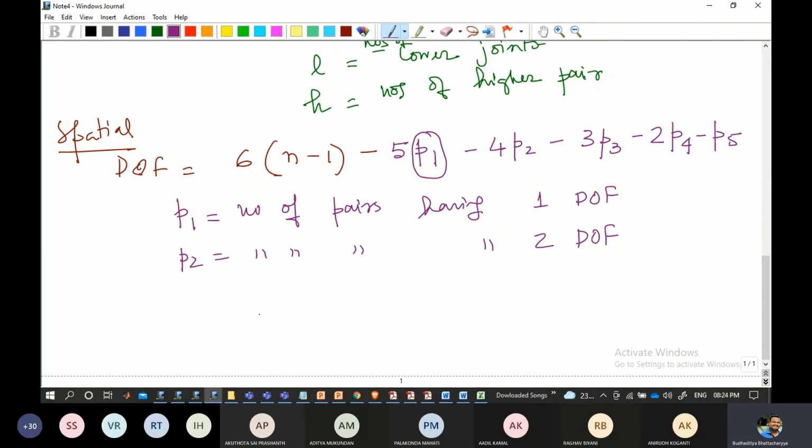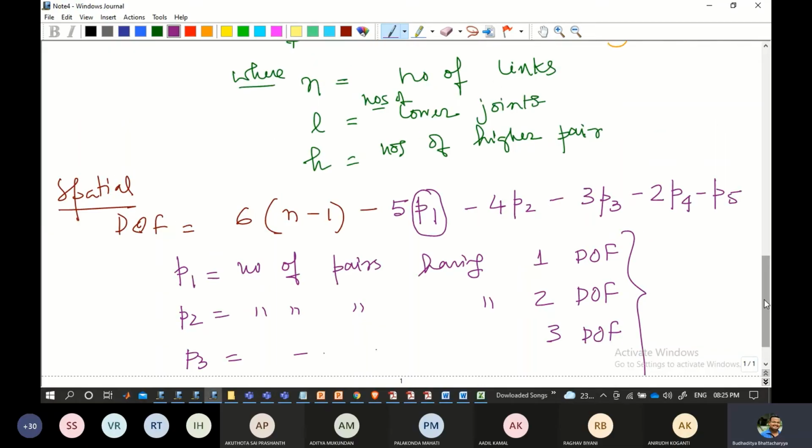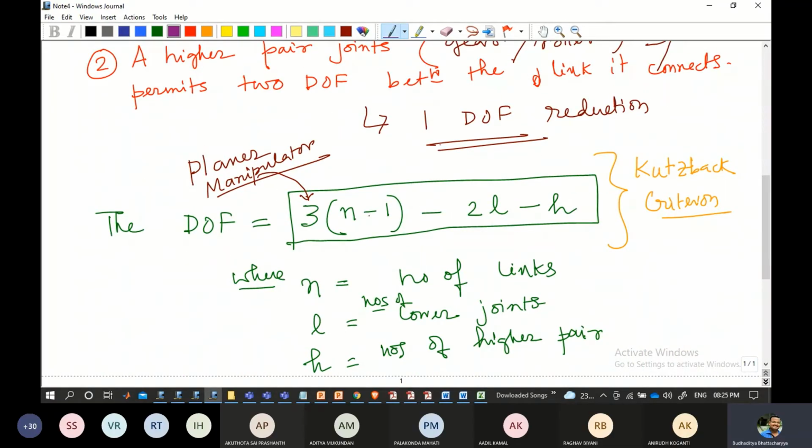Okay, these are all about the links we are talking about. P3 similarly will have 3 degrees of freedom, and so on and so forth up to 5. Because 6 is the maximum degree of freedom for a spatial manipulator, 6 can't be the constraint maximum because of the constraint that is imposed by the links. So definitely the maximum constraint that it might have is 5 degrees of freedom. So that's why P4 and P5 are the maximum it can go up to. But as I said, the equation and the calculation over here will not be considered in most cases, because we are mostly going to discuss planar manipulators. So please keep this particular equation in mind.